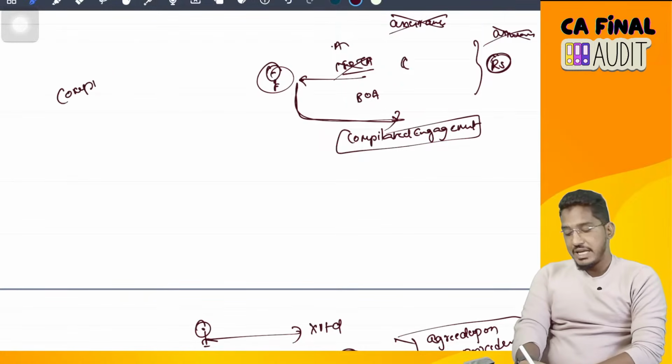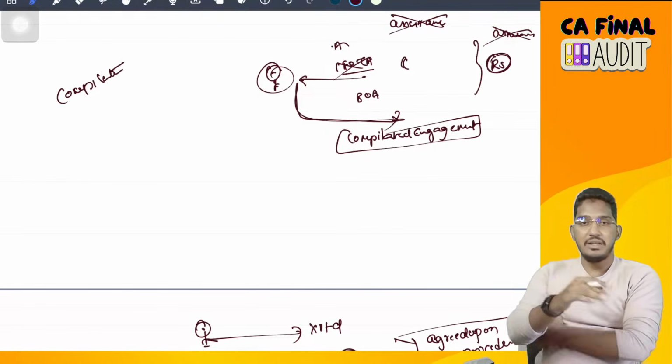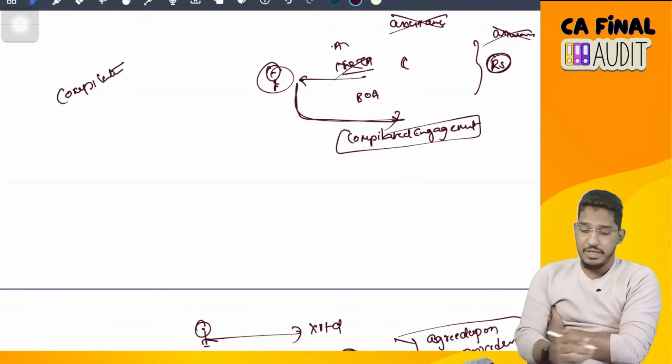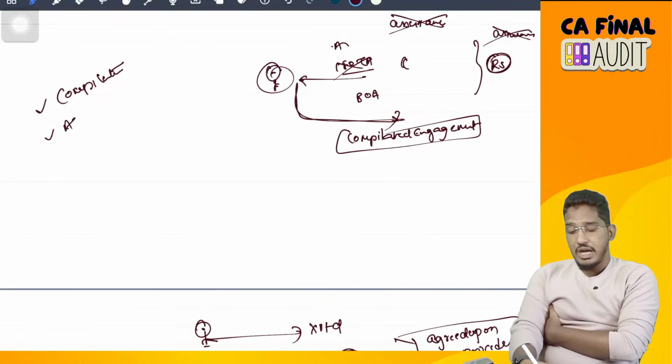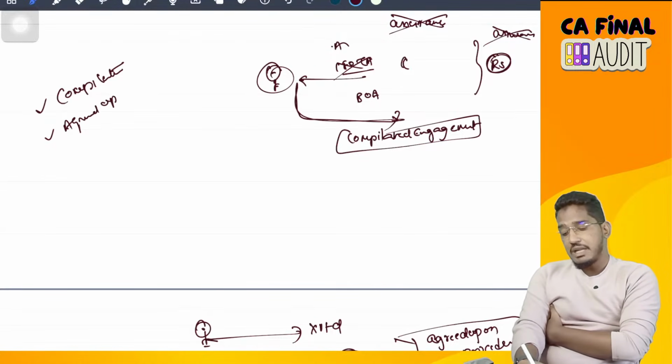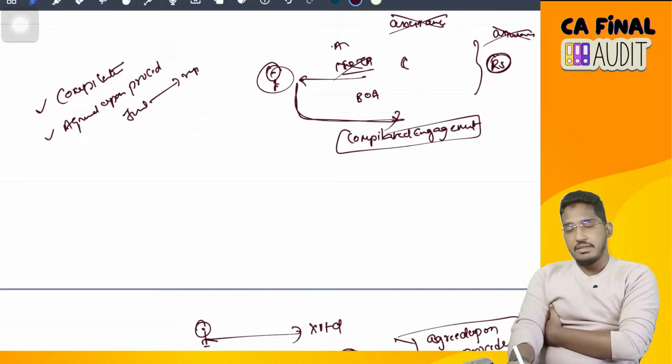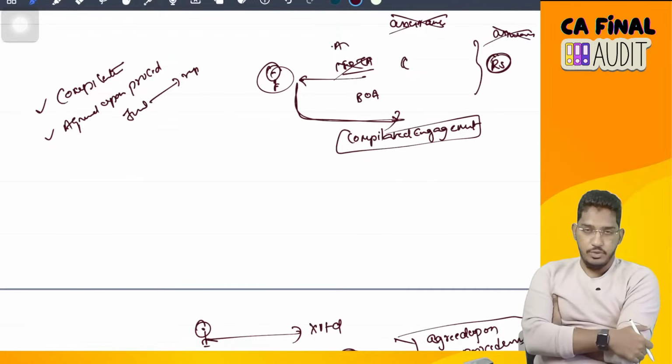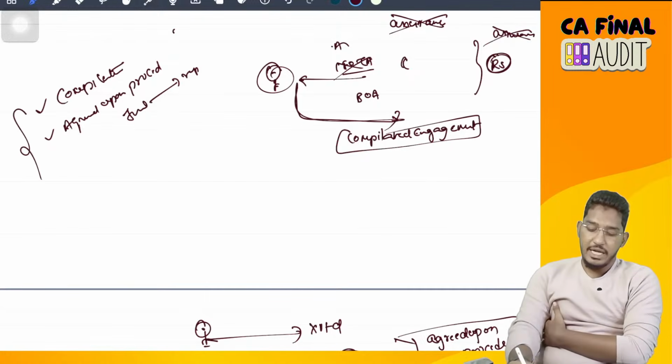One is compilation engagement, where I use my expertise to help the client to prepare their financial statements. And I told you about agreed upon procedures, where the client will ask me to perform some procedures. I will perform the procedures as it is, and whatever my findings are there, those findings I will report. Factual findings only I will report. So how to do these two engagements?